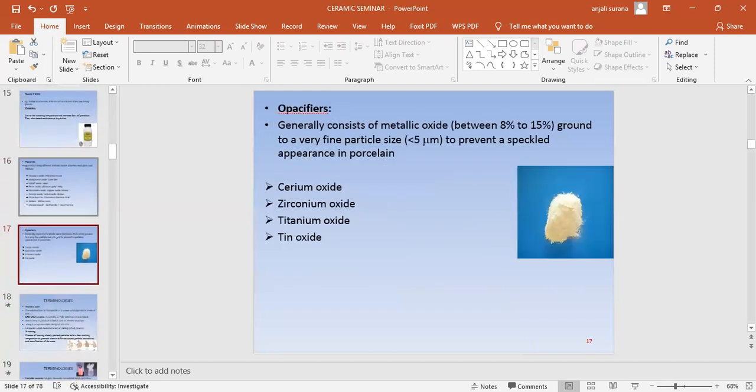Then opacifiers generally consist of metallic oxides, that is between 8% to 15%, down to a very fine particle size which is less than 5 microns, to prevent a speckled appearance in porcelain, to give fine appearance. Then opacifiers can be cerium oxide, zirconium oxide, titanium oxide, tin oxide.